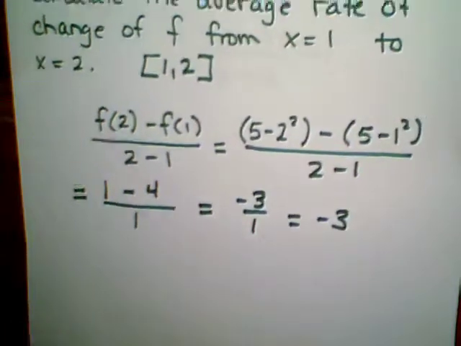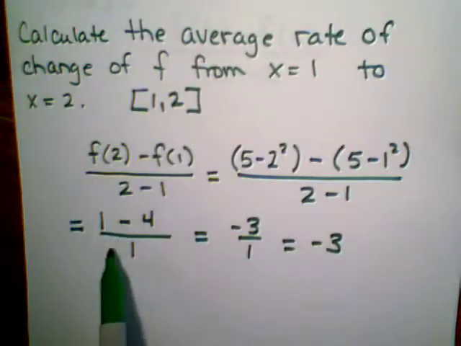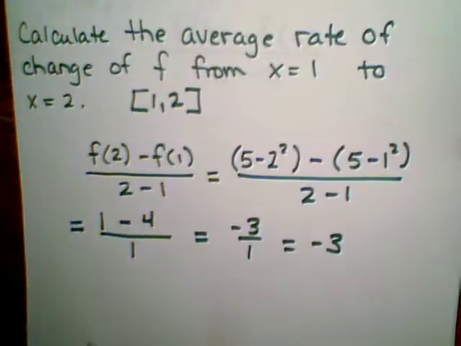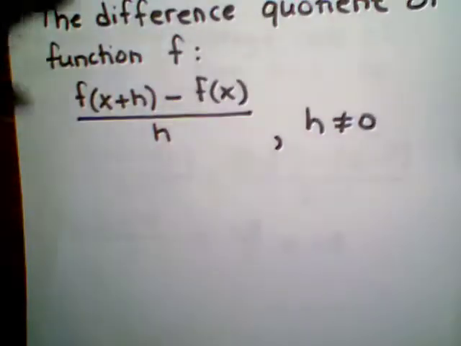I'm hoping that you see some similarities with the calculation of slope from before, and if you need to pause and look back, you might see that we end up with the same ratio eventually. Okay, let's move on. The generalization of average rate of change is called the difference quotient of a function f.